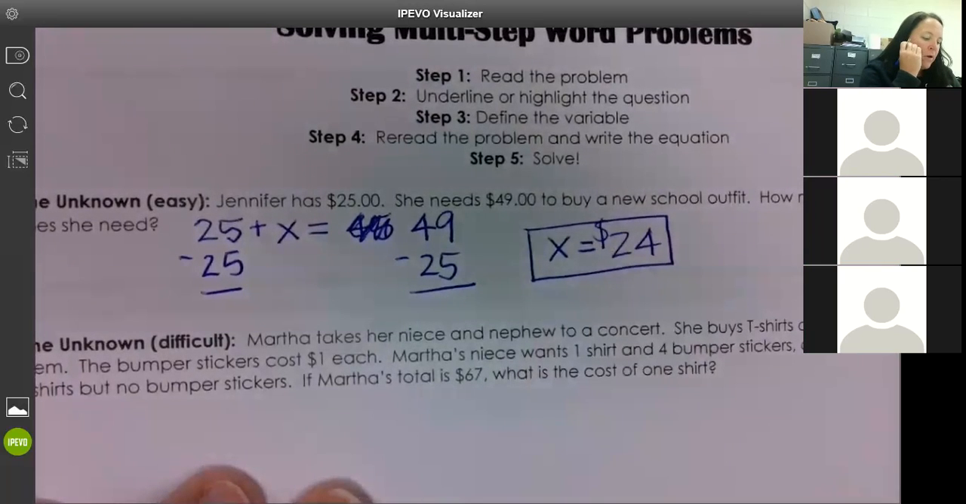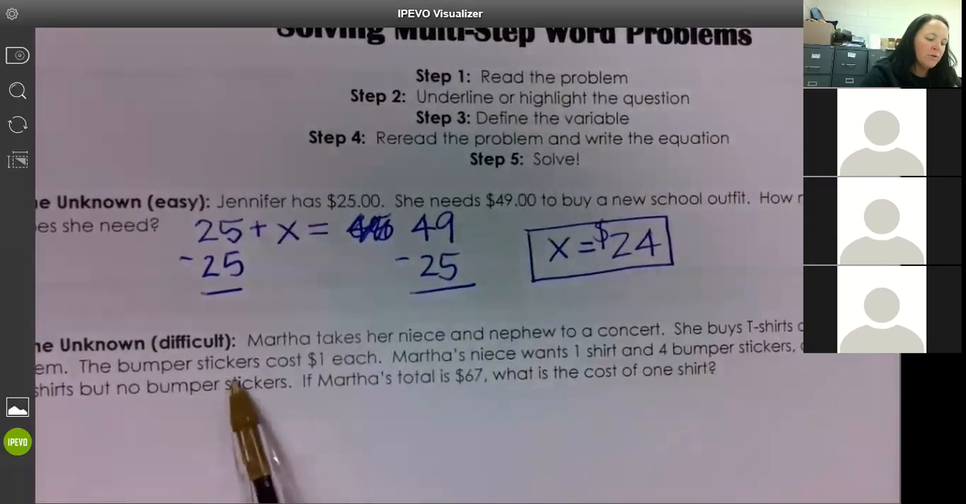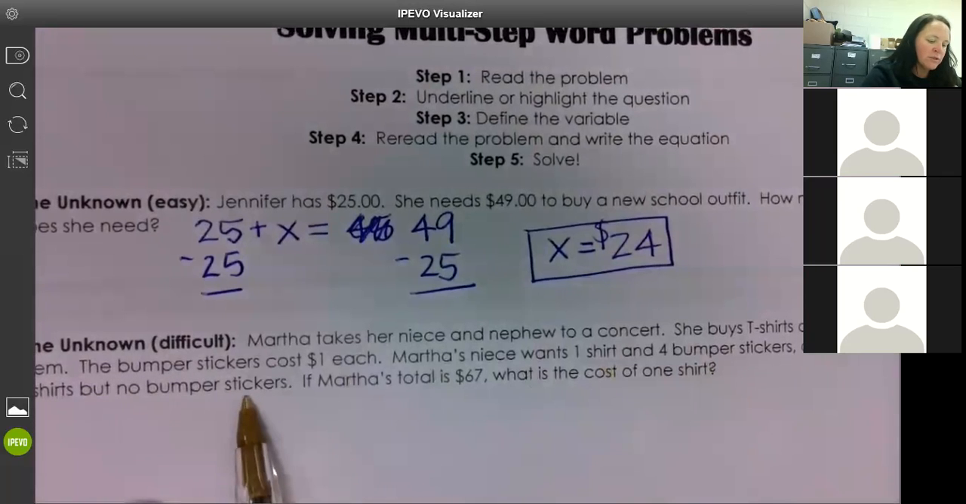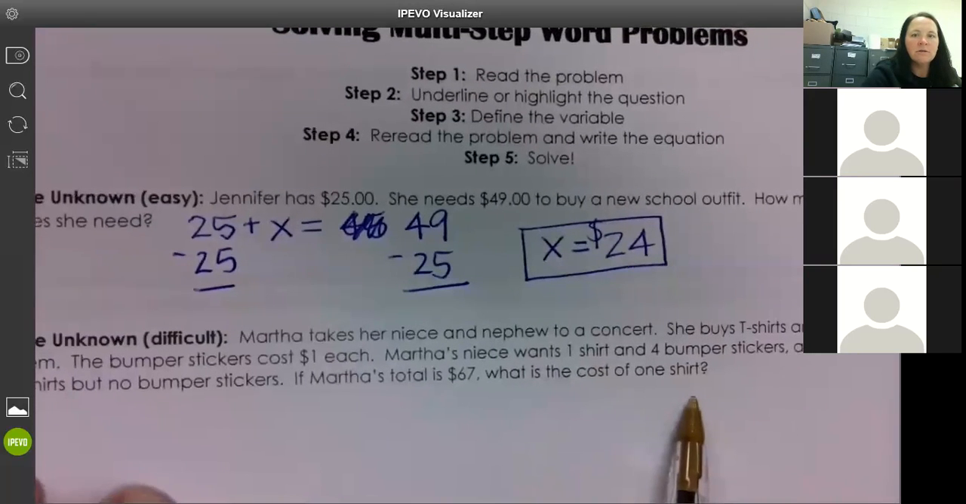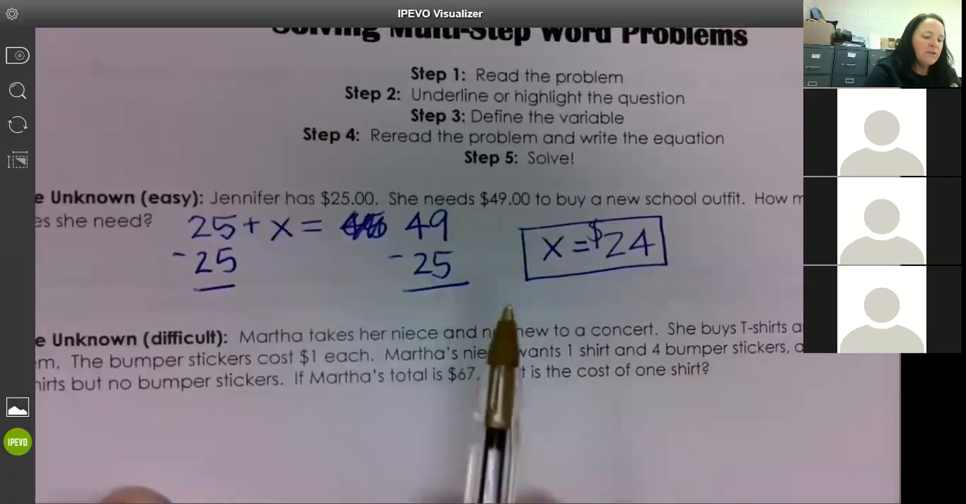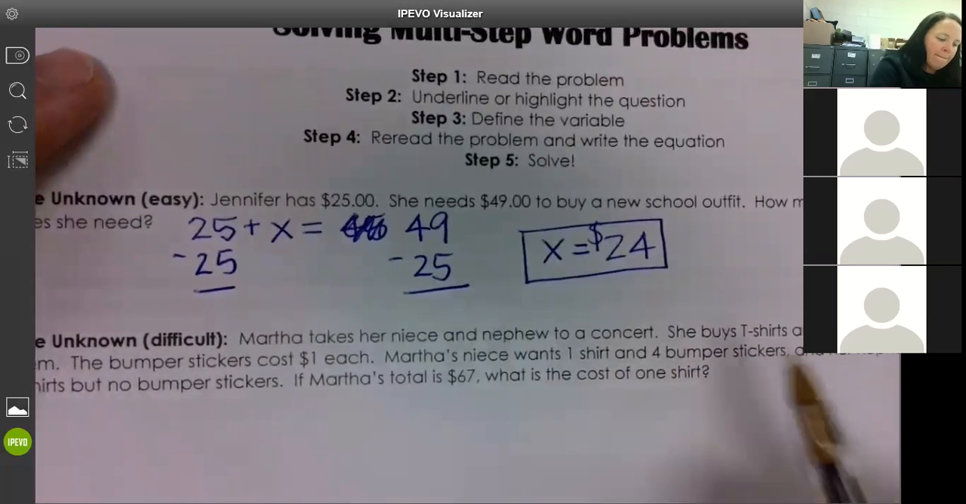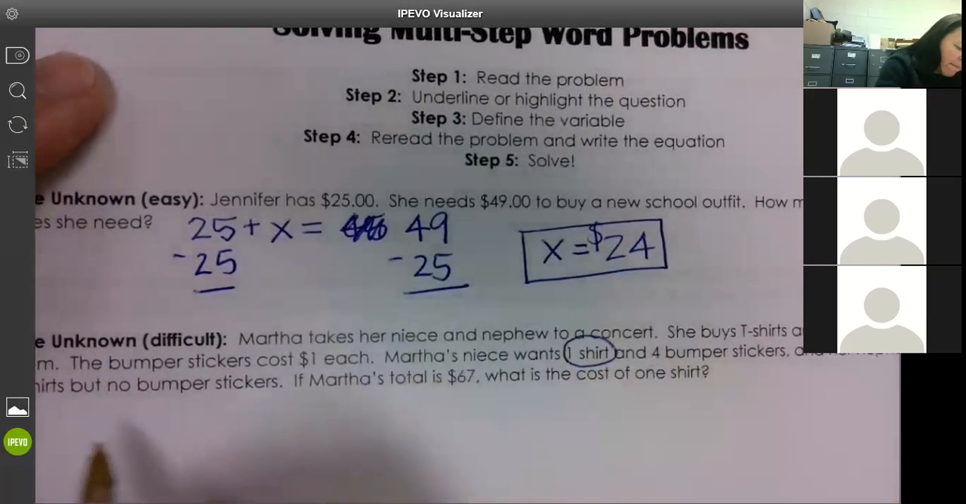All right. Martha takes her niece and nephew to a concert. She buys t-shirts and bumper stickers for them. The bumper stickers cost $1 each. Martha's niece wants 1 shirt and 4 bumper stickers, and her nephew wants 2 shirts but no bumper stickers. If Martha's total is 67, what is the cost of 1 shirt? Be careful here. What did she buy? She bought a lot, but what did she buy? 5 shirts and 1 bumper sticker. Is it 5 shirts?